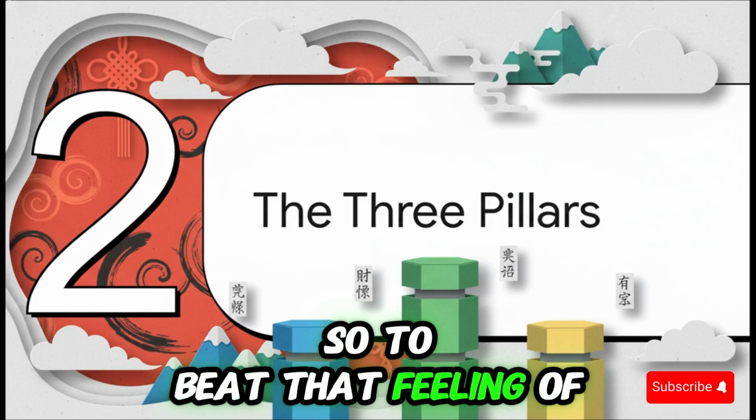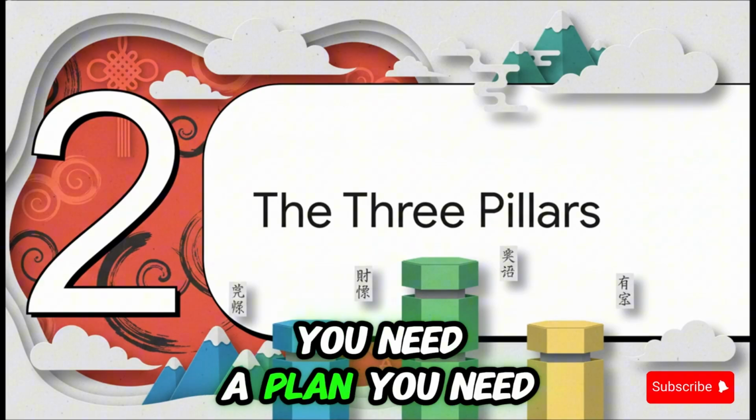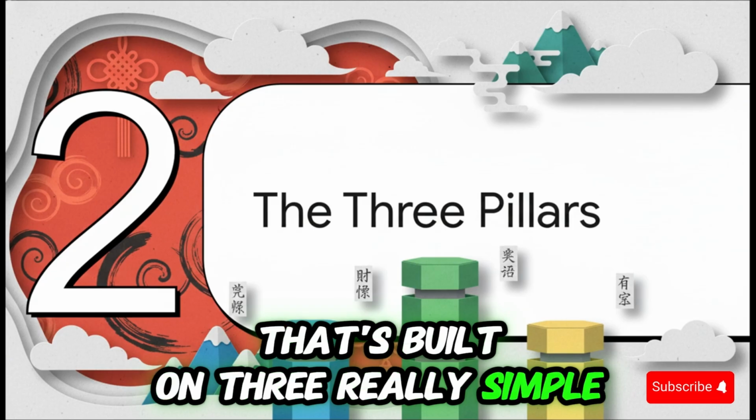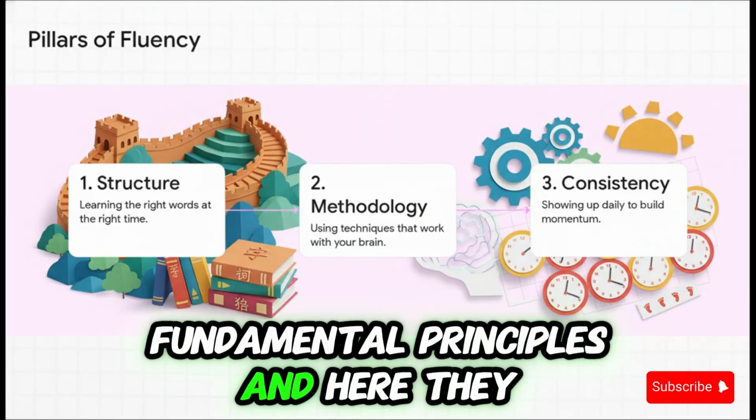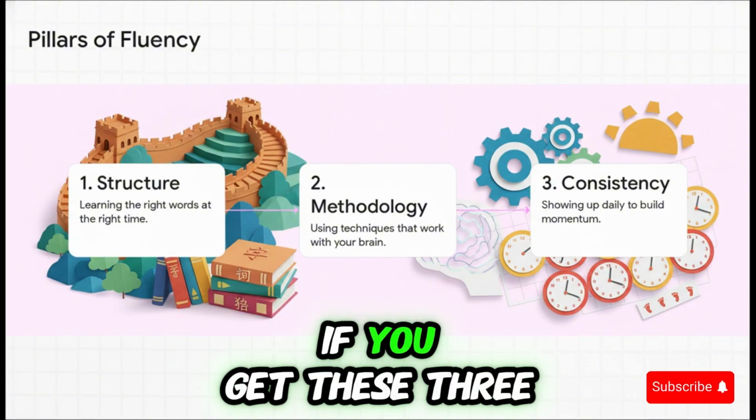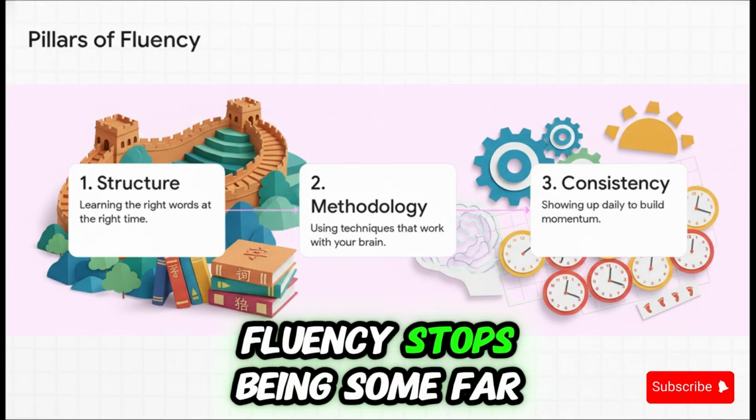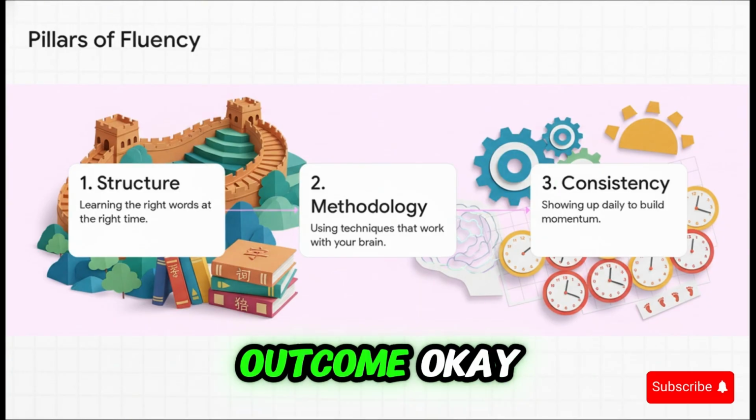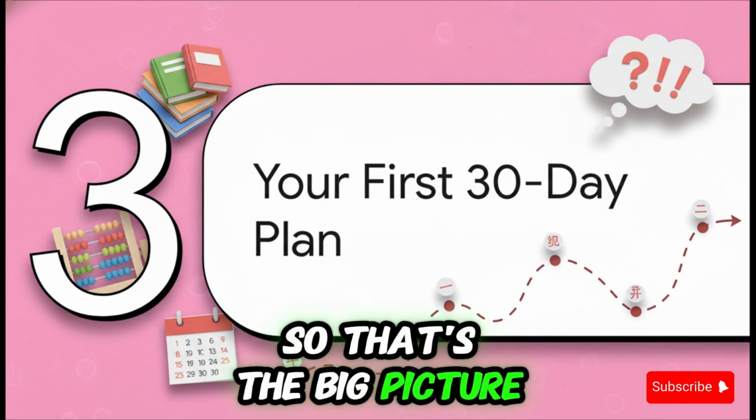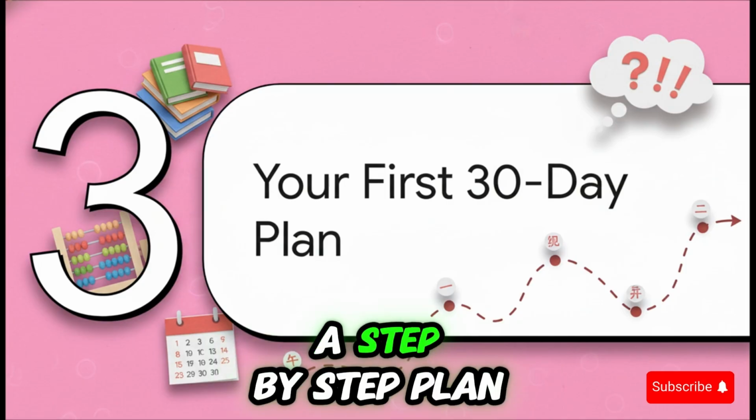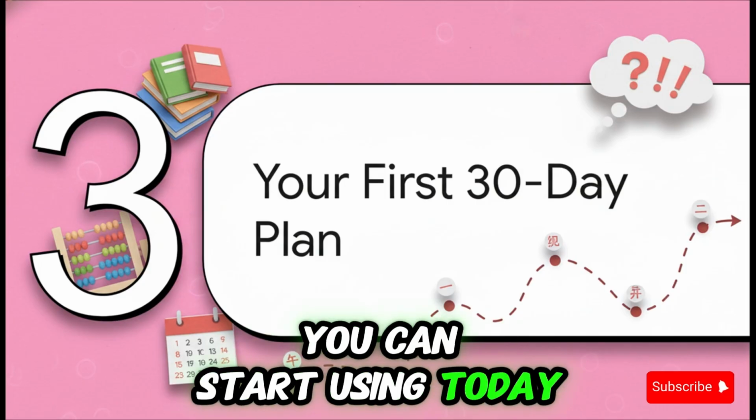So, to beat that feeling of being overwhelmed, you need a plan. You need a clear, predictable framework that's built on 3 really simple, fundamental principles. And here they are: structure, methodology, and consistency. If you get these 3 things right, fluency stops being some far-off dream, and it actually becomes a predictable outcome. Okay, so that's the big picture. Let's get practical. How do these pillars actually translate into a step-by-step plan you can start using today?